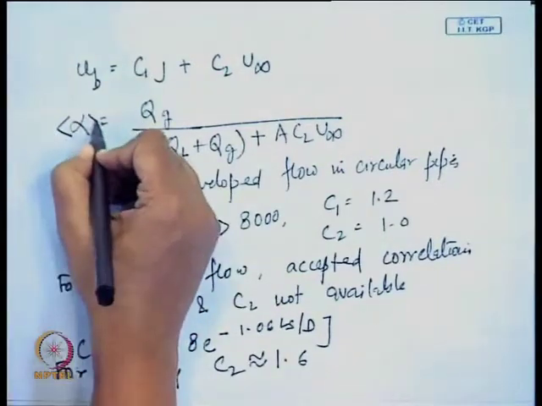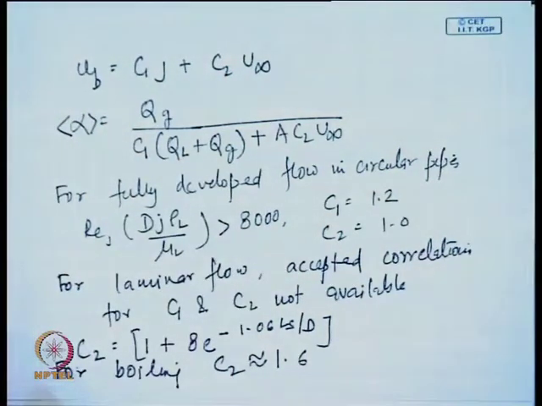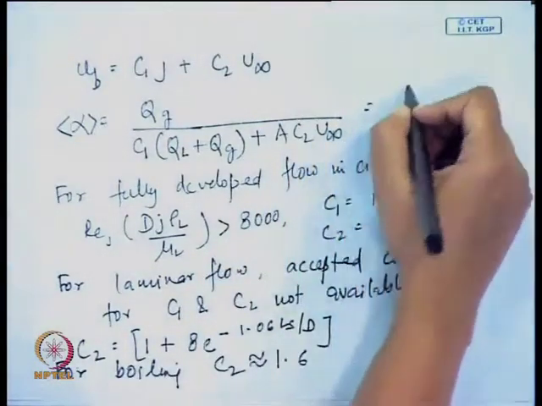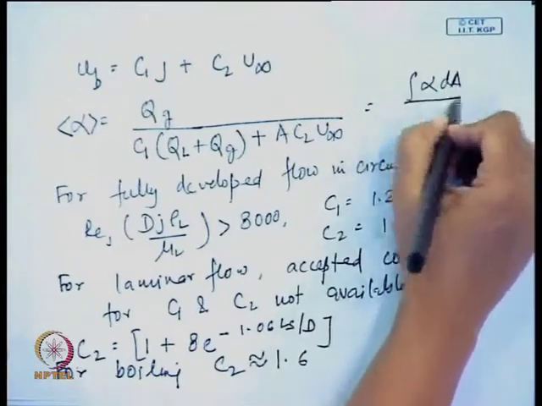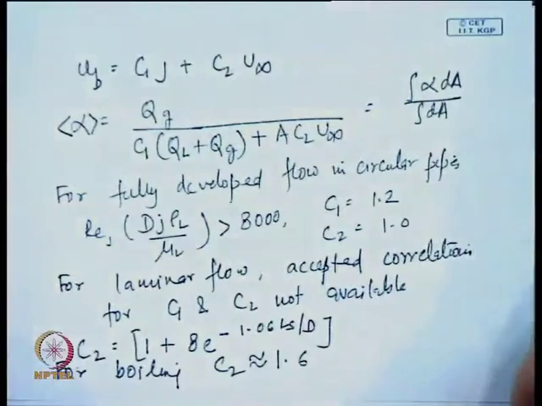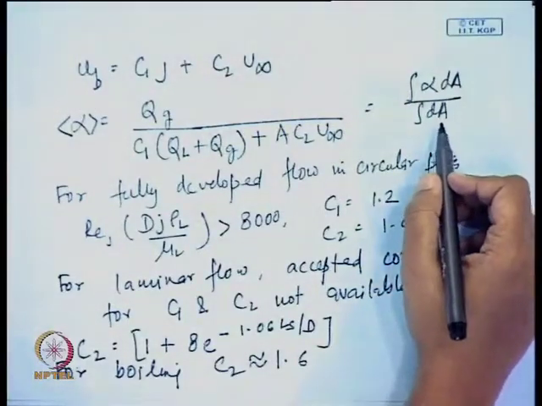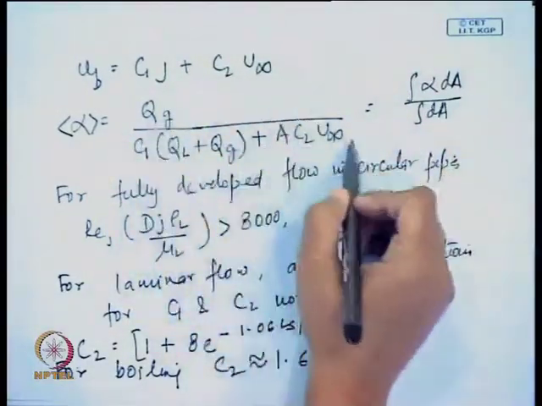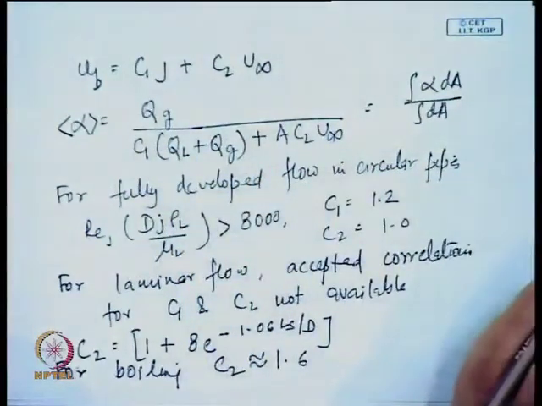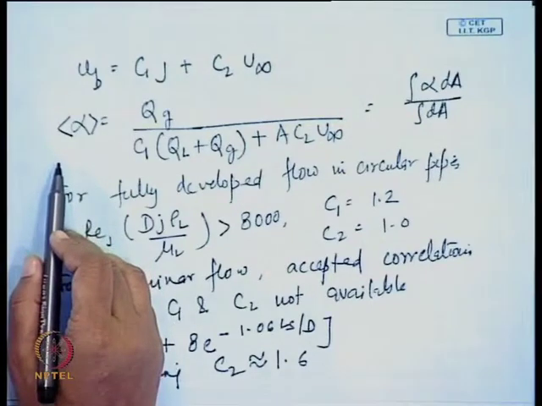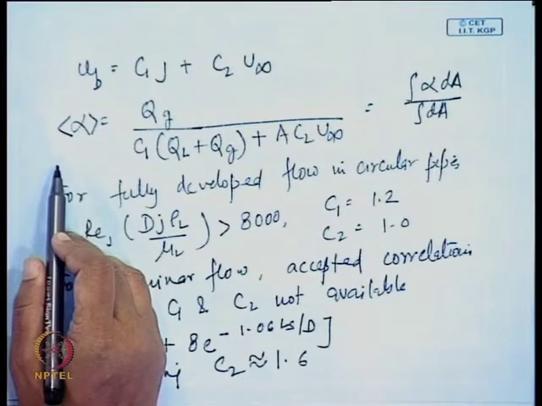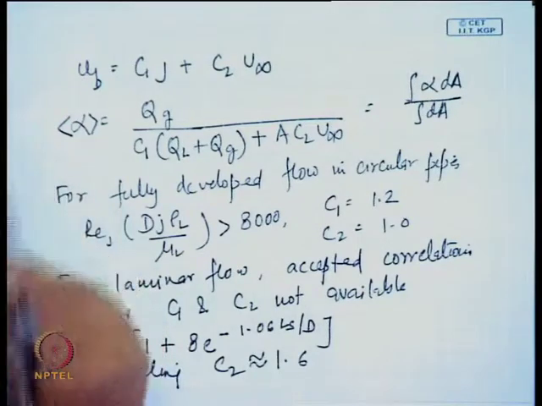In fact, I should have written it in this particular form. It is actually the cross-sectional average alpha. Okay, where, if you remember, this is nothing but integral alpha dA by integral dA. So, this is the cross-sectional average value of alpha. The corrected value can be obtained from this particular form. Now, this alpha, if we substitute it in the pressure drop expression, then we should get an expression to predict pressure drop for the slug flow pattern.